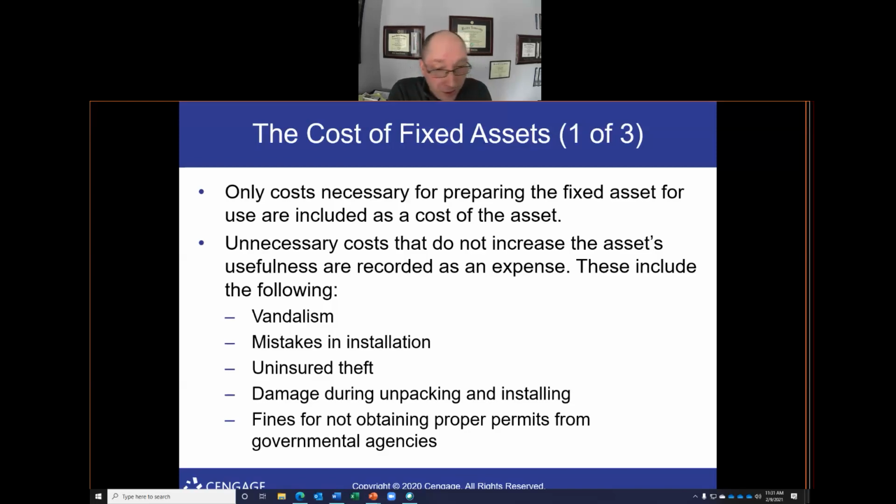There are other things that happen to assets. And we record these other things as expenses because they do not help to get the asset ready for use.